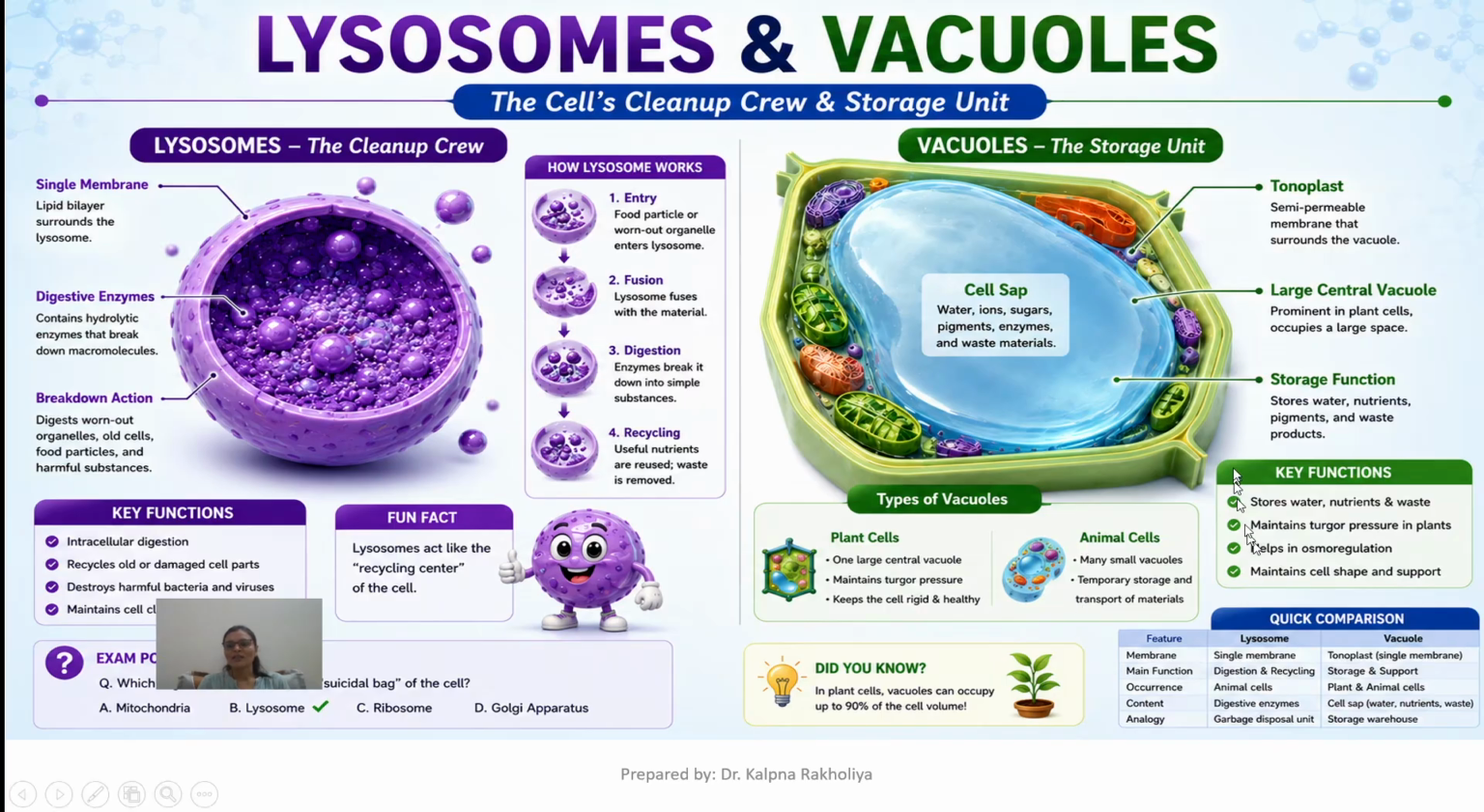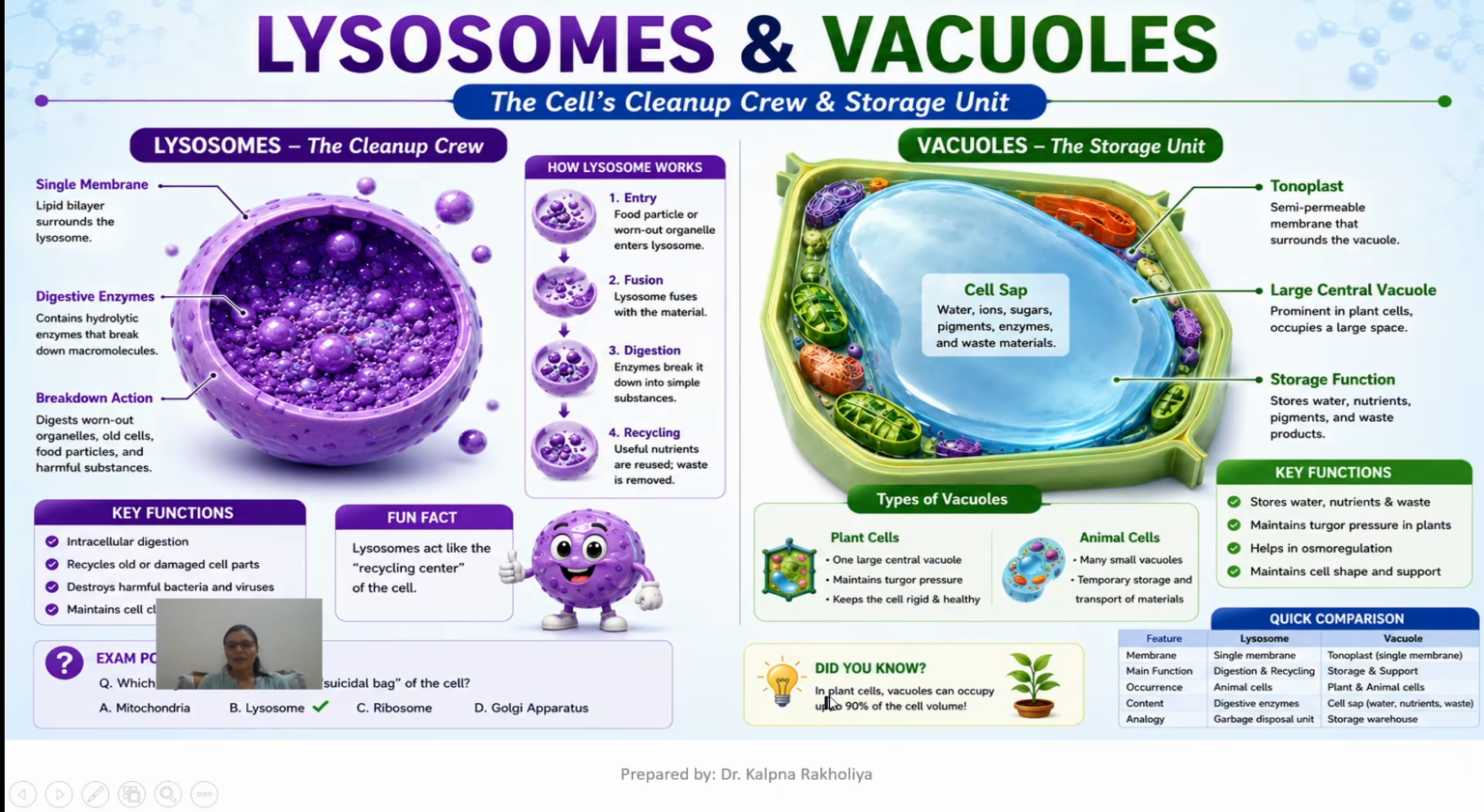What is the function of the vacuoles? So it stores water, nutrients, pigments, as well as waste products. So this is how the types of vacuole differ in plant and animal. As already discussed, a plant contains one large central vacuole, while an animal has many vacuoles, but of very small size. In the plant cell, it maintains turgor pressure, while in the animal cell it is for temporary storage and transport of material. In the plant cell, it keeps the cell rigid and healthy.